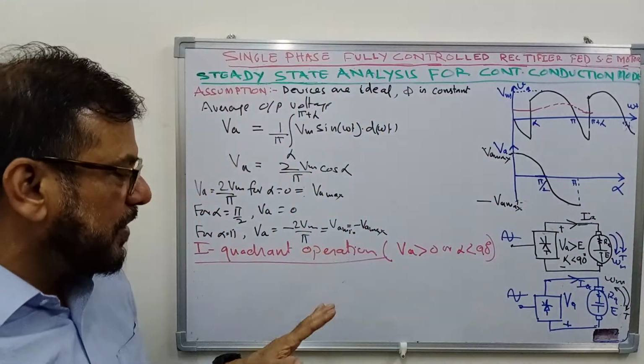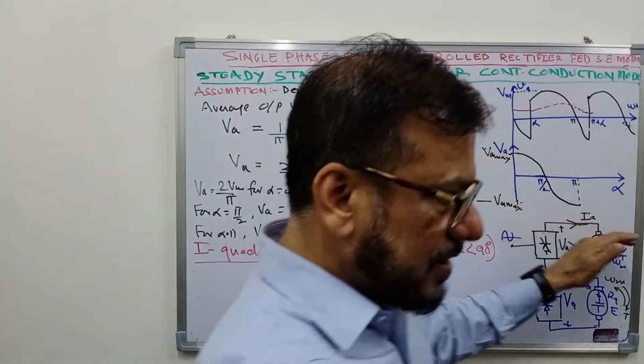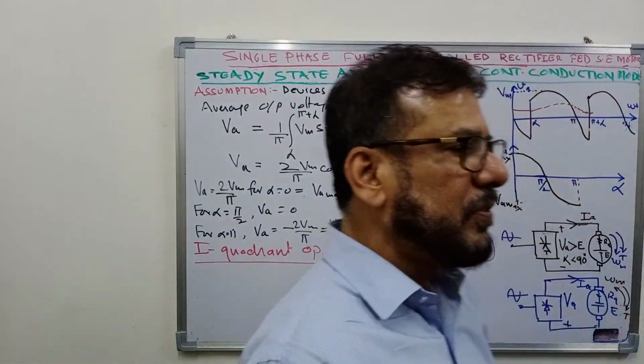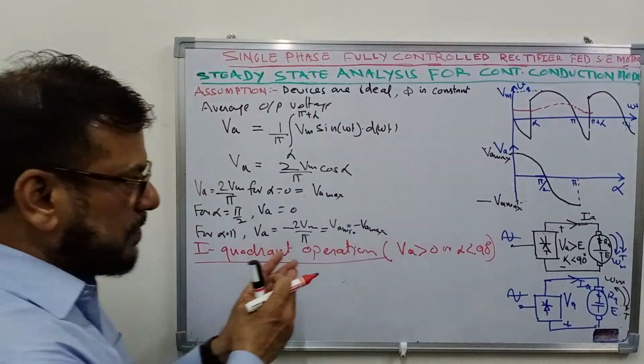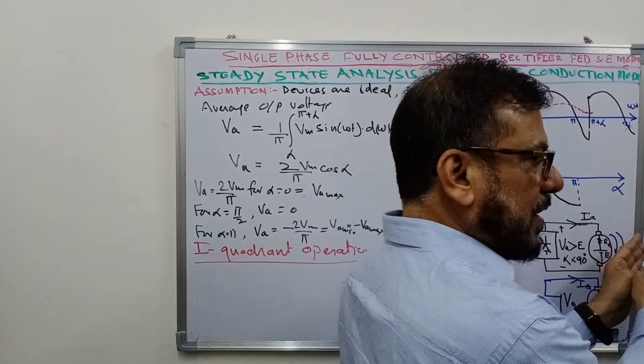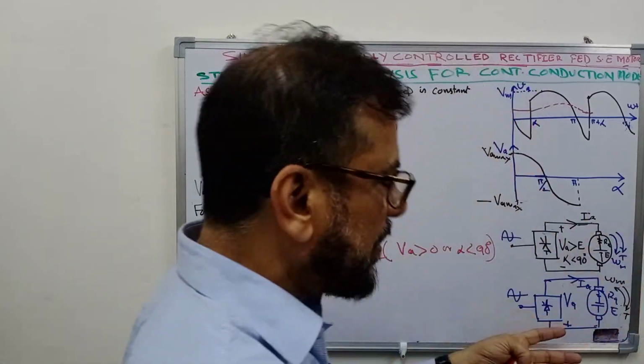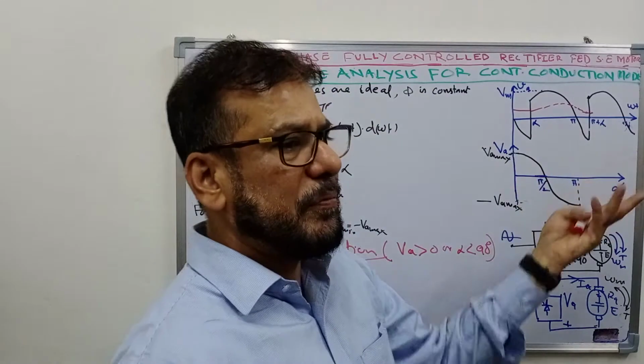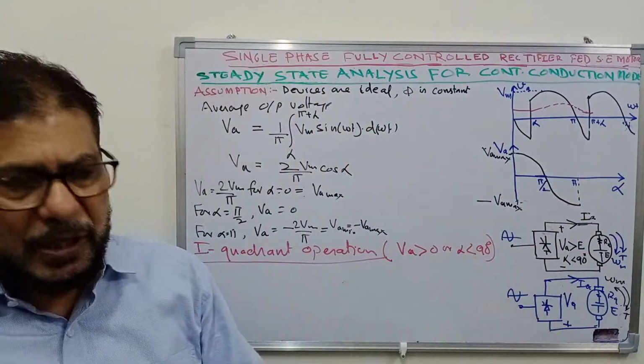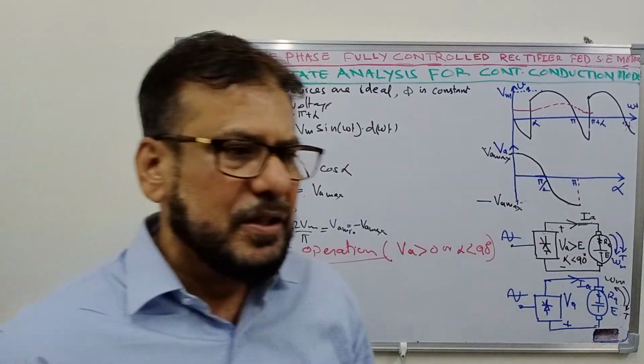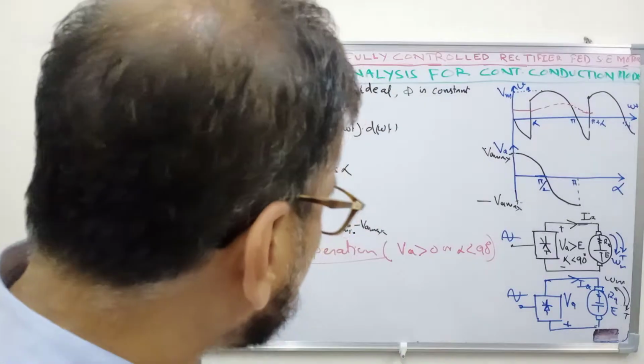The machine is behaving as a motor. So it is first quadrant operation. Torque is positive and speed is also positive. So power flows from source to motor, that is average power. During this interval some power may be negative, but the average power will be positive. So it is called the first quadrant operation.